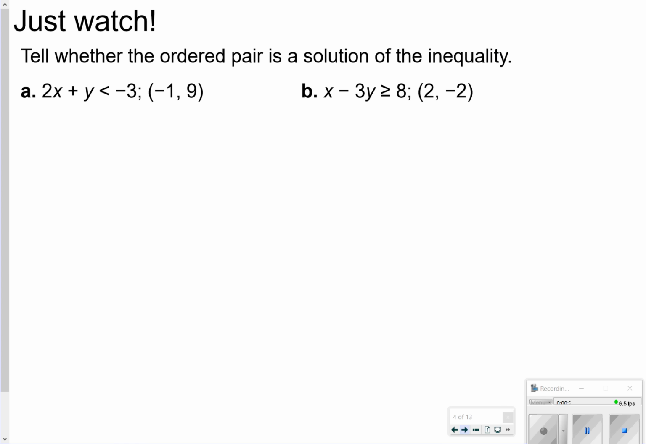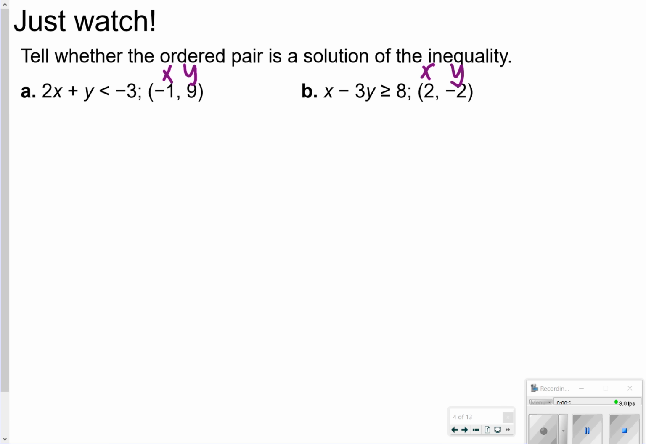First thing we're going to look at is to tell whether the ordered pair is a solution of the inequality. These are pretty simple because all you're going to do is say, if we plug in these x and y values, does it make the sentence true? Okay, so you might have actually seen some of these before. So here's what that looks like.